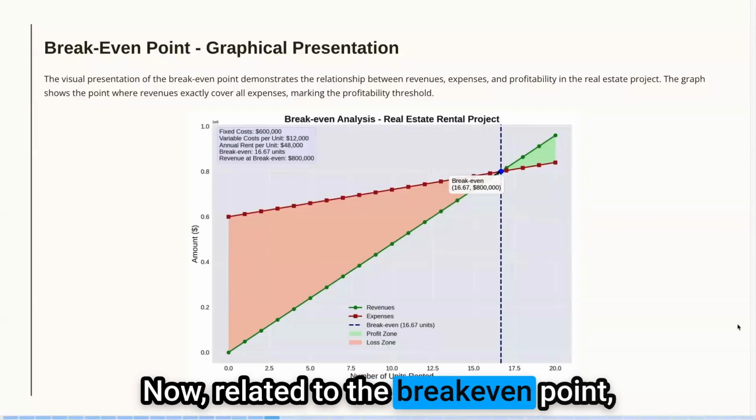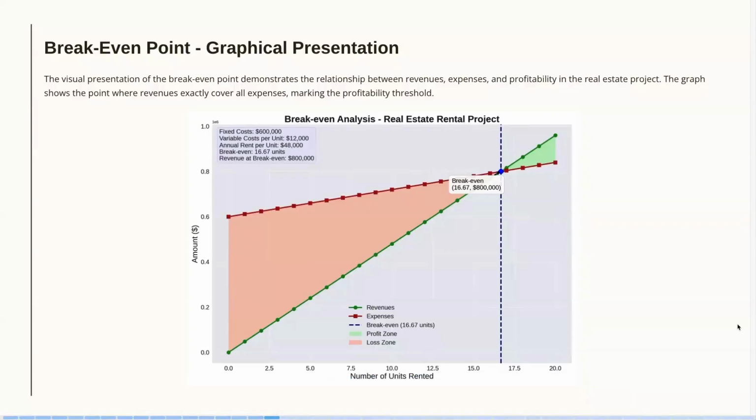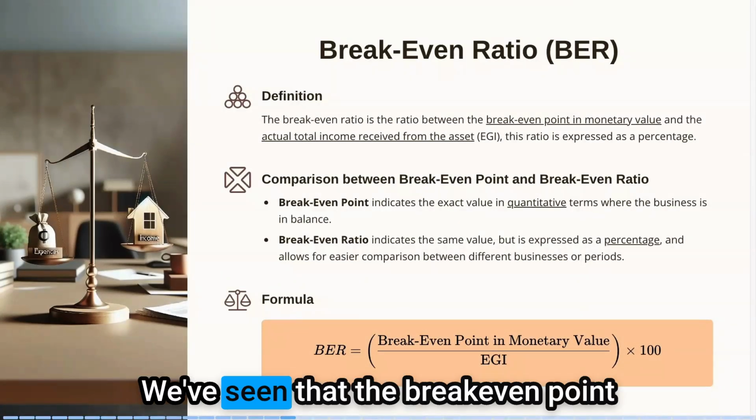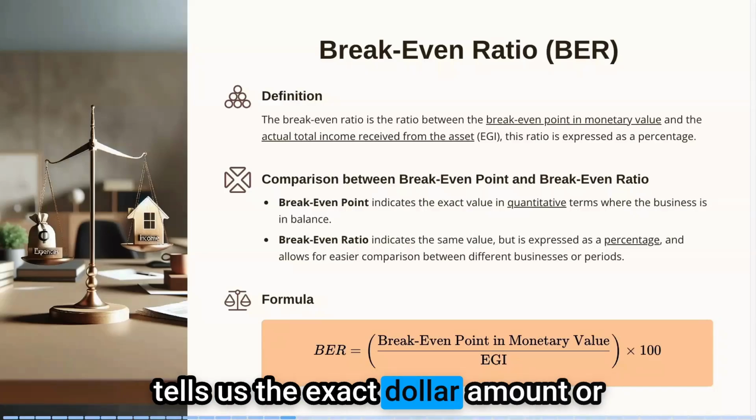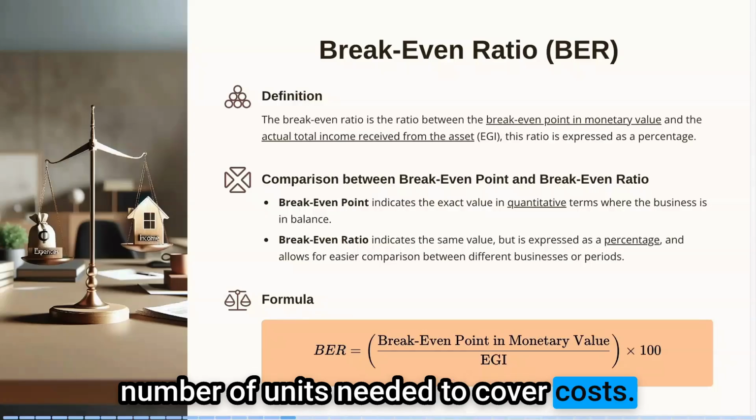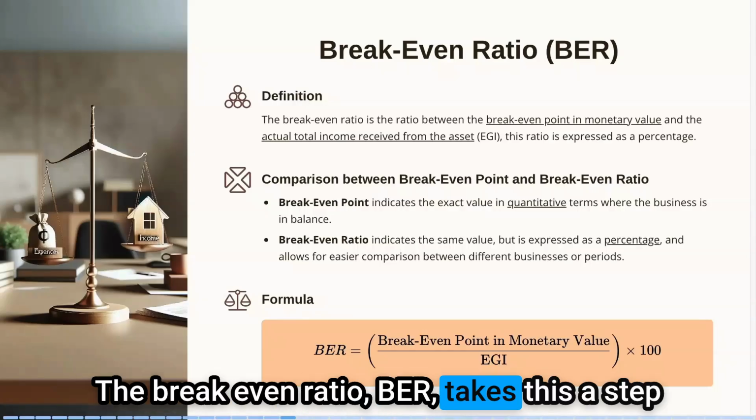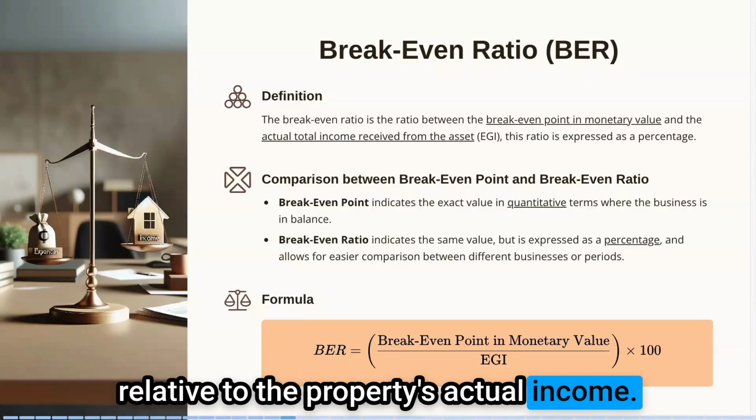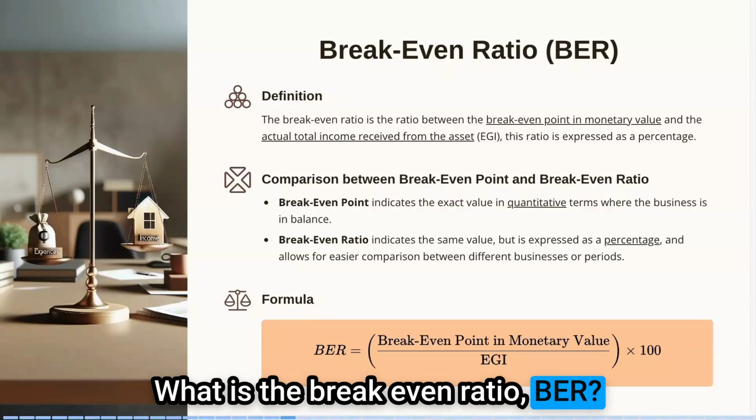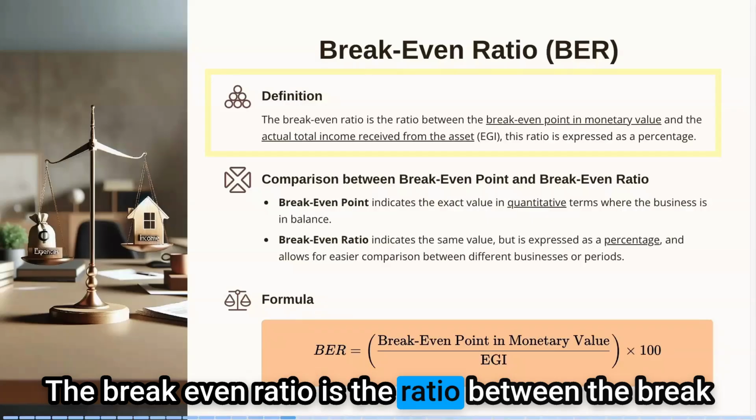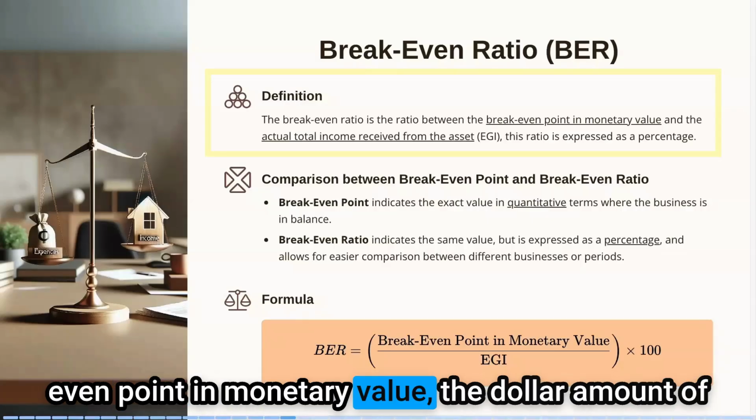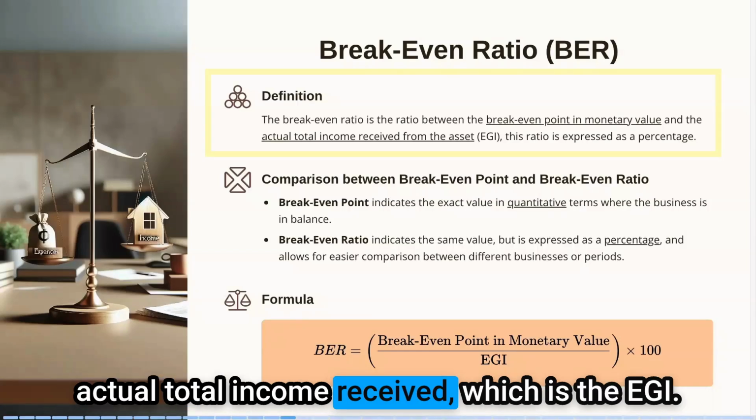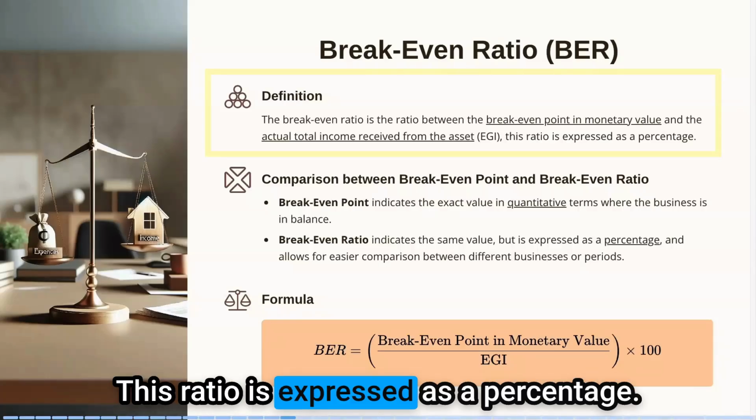Now, related to the break-even point, there's also a break-even ratio. Break-even ratio, BER. We've seen that the break-even point tells us the exact dollar amount or number of units needed to cover costs. The break-even ratio, BER, takes this a step further by expressing this point as a percentage relative to the property's actual income. What is the break-even ratio, BER? The break-even ratio is the ratio between the break-even point in monetary value, the dollar amount of revenue needed to break even, and the property's actual total income received, which is the EGI. This ratio is expressed as a percentage.